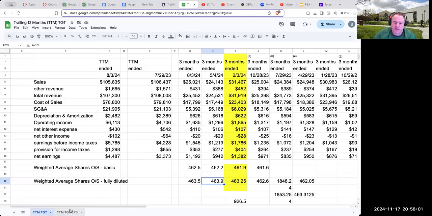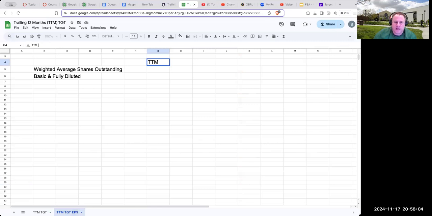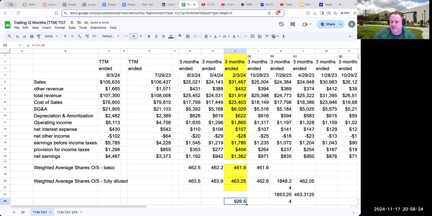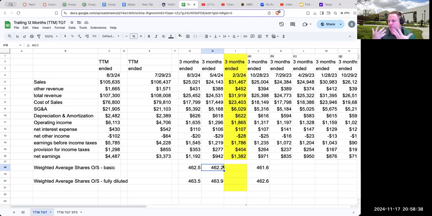So over here, we've got TTM as of 8/3/24. I'm going to say basic, and I'm going to say fully diluted. So my weighted average shares outstanding, basic and fully diluted, for the trailing 12 months. Well, I have kind of an issue over here. And what exactly is my issue? I've pulled the basic from the financial statements, and I pulled the fully diluted number from my financial statements.